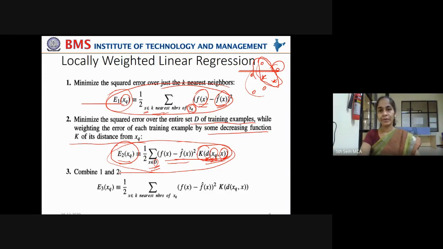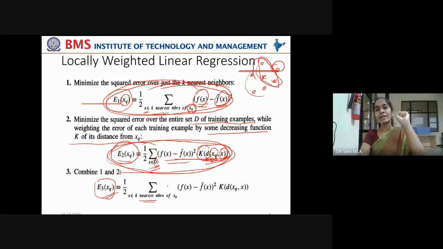Now combine both of them: the goodness of considering only k nearest neighbors, and the goodness of weighting the entire set of neighbors. Let us see how we arrive at a final equation. Now the error estimate 3, the refined estimate E3 of this new instance x cube, how can you write it now? Instead of sigma x belongs to D, you substitute only the k nearest neighbors. Among those k nearest neighbors, you are giving the weight again. You understood how we arrived at the final equation?